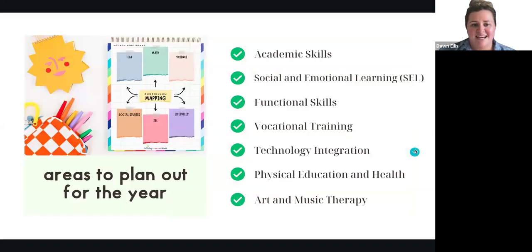So, with that said, things to think about as you are planning for your year out ahead. I encourage you to print off these curriculum mapping pages, or again, use them in an iPad with the GoodNotes or whatever program you prefer. But think about these following areas based on the grade band that you have: academic skills, social emotional learning, functional skills, vocational skills, technology skills, PE or health, and art and music. Now, you may not have to include all of these based on the range that you are teaching this year, but these are some of the areas you may want to consider.